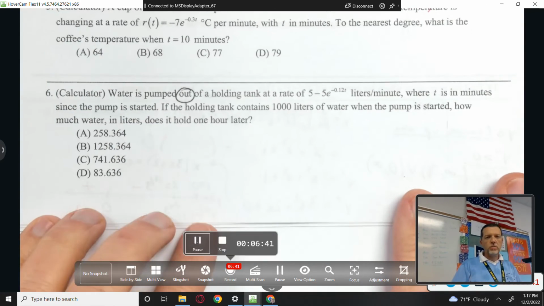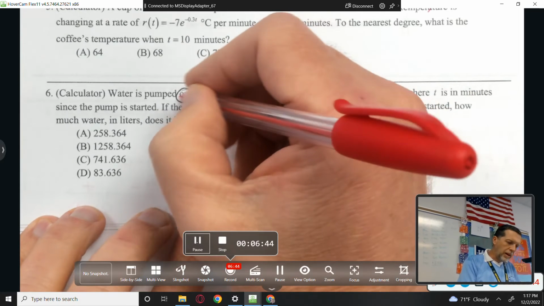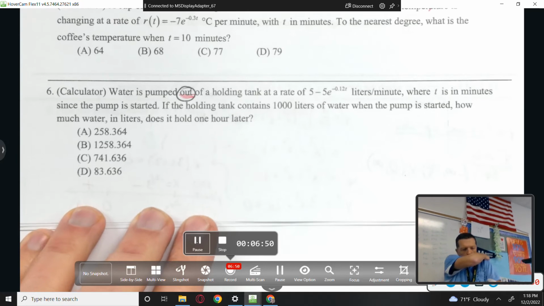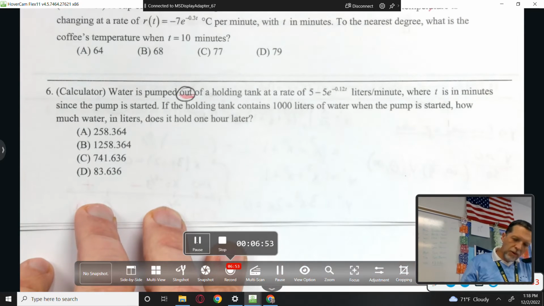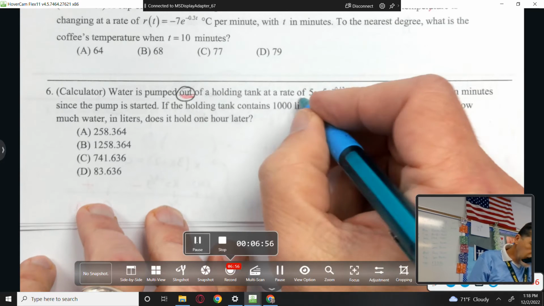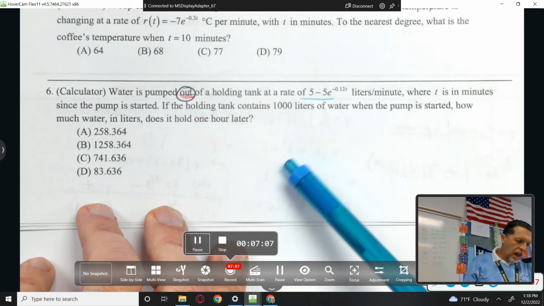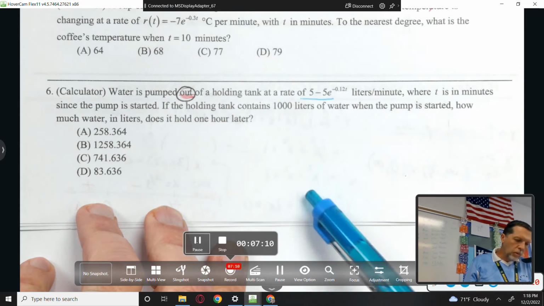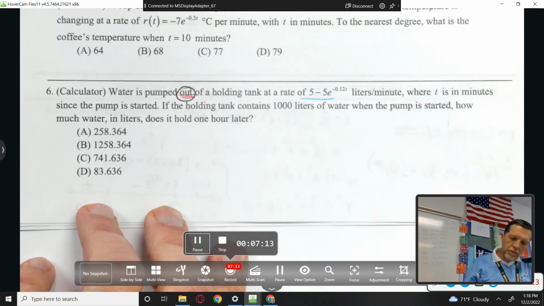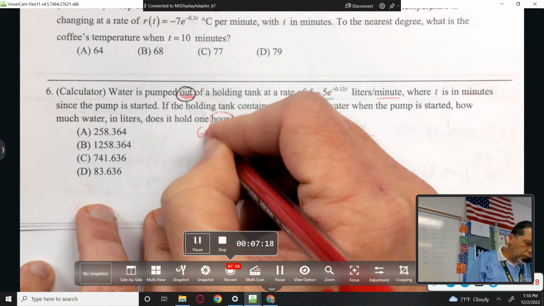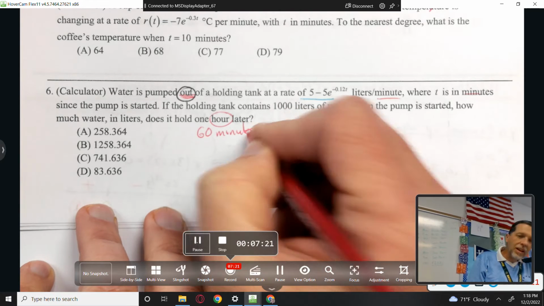Water is pumped out. I better be super careful about that. So I'm going to be subtracting something somewhere. Pumped out of a holding tank at this rate, liters per minute, where t is in minutes since the pump started. The holding tank contains 1,000 liters of water when the pump is started. How much water in liters does it hold 1 hour later? I'm also being careful because I see minutes and hour. So let's just go ahead and change that to 60 minutes.